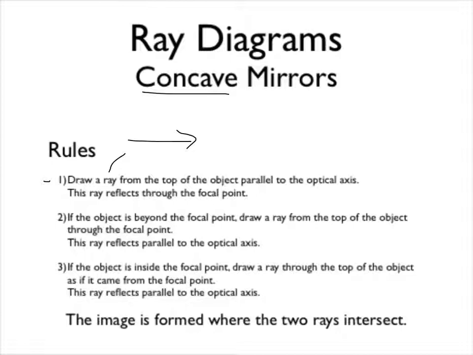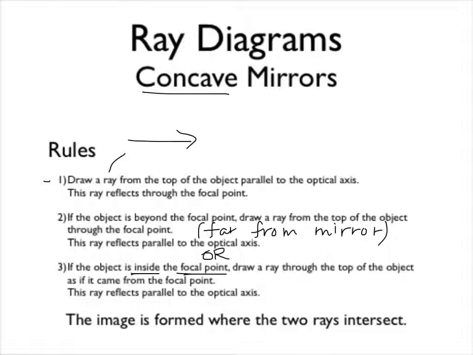Then we have two choices here. We have to decide, we should put a little "or" here. We have to look at, well, is the object beyond the focal point, or is it inside the focal point? Is it between the mirror and the focal point, or is it beyond that? So if the object is far from the mirror, and that's what it means if it's beyond the focal point, so this is far from the mirror, well then we'll do step 2. We will draw a ray from the top of the object through the focal point.